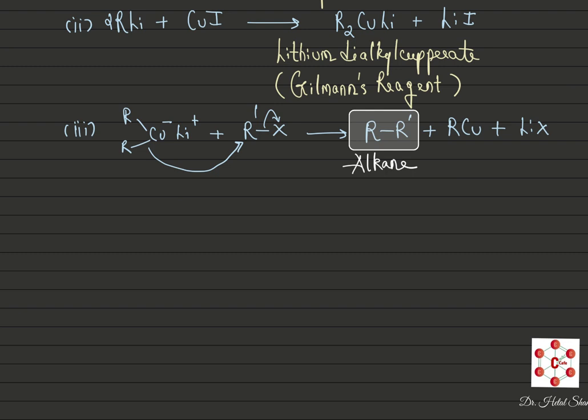I start by taking any alkyl halide. Let us take CH3CH2Br. I'm reacting this with 2 moles of Li, and what should we get? CH3CH2Li plus LiBr. Is that okay, everyone? Now what should we react CH3CH2Li with?